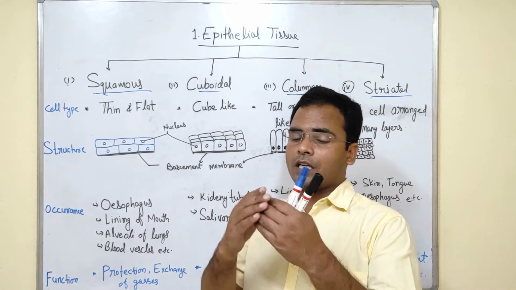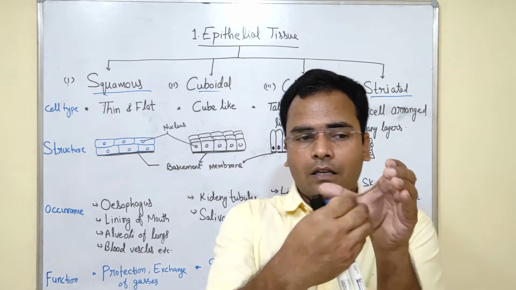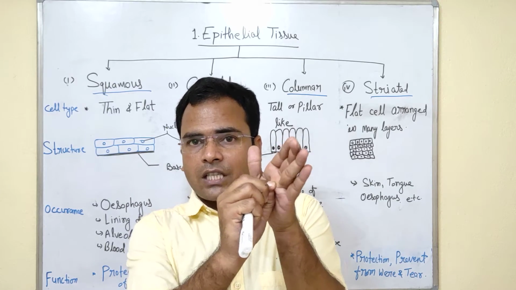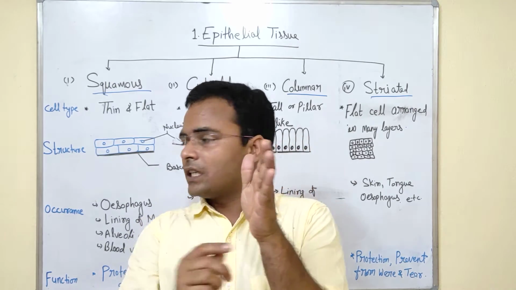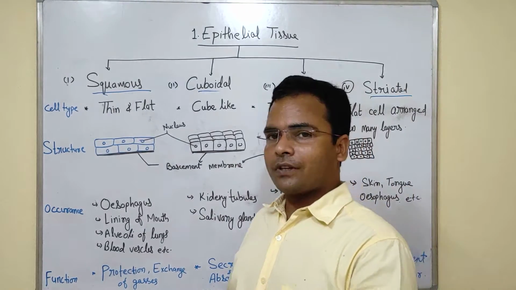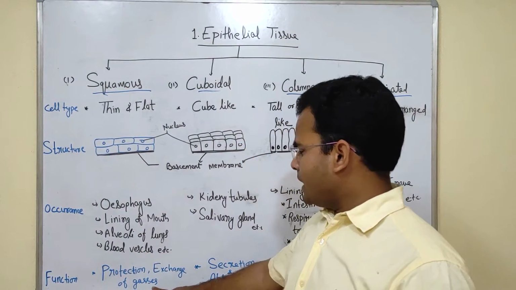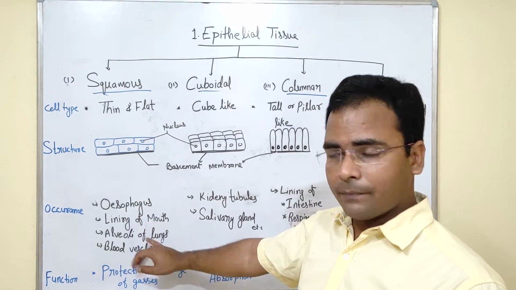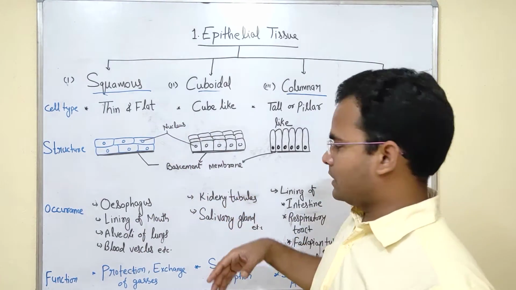Since it is present in the outermost layer, you can say that this is the first layer, the tissue which makes the first layer. So of course its function will be protection and exchange of gases. Why is exchange of gases mentioned? Because alveoli is also included here. So exchange of gases occurs in the lungs.